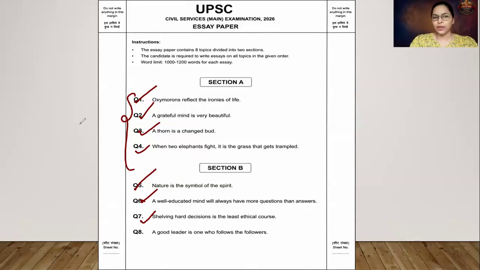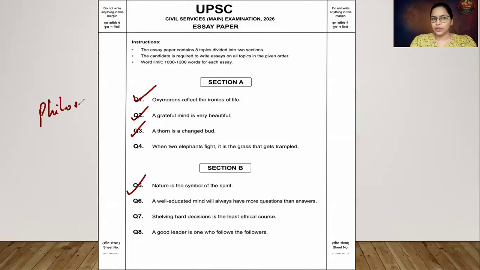Now let us try to understand the major themes of the essay. If you look at the major themes, philosophy dominates. If you look at question number 1, question number 2, question number 3, question number 5, these are the philosophical topics. So definitely philosophical topics dominate. If you look at question number 7, this is related to your ethics.